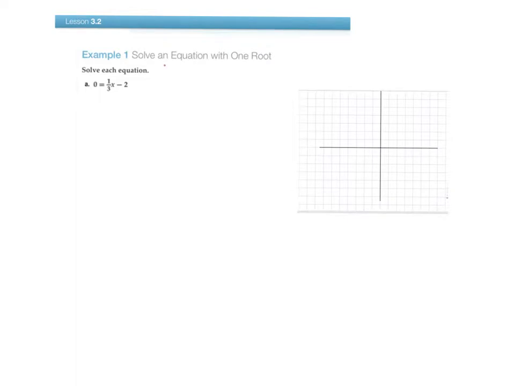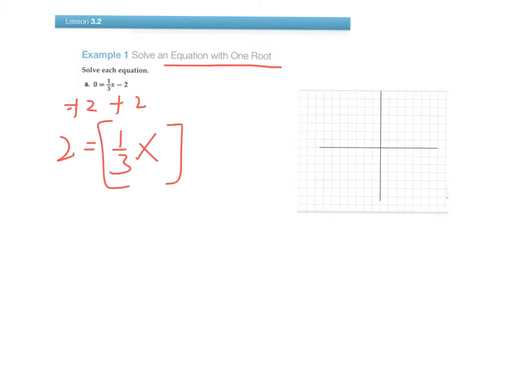Okay, we can solve this equation. One root means that there's no exponent with the x, so we can solve this equation for x by adding 2 to both sides of the equal sign, which gives us 2 equals 1/3 x. And in this case, because we have the fraction, we can multiply by 3, which gives us 6 equals x. So there's our answer, x equals 6.